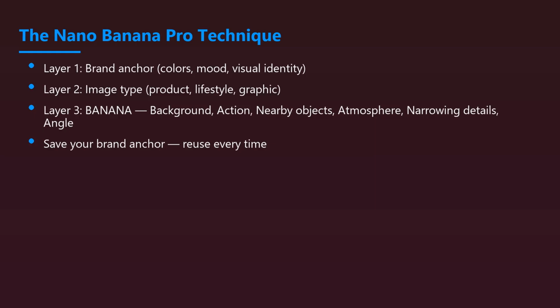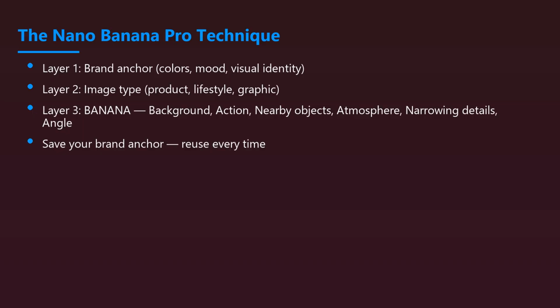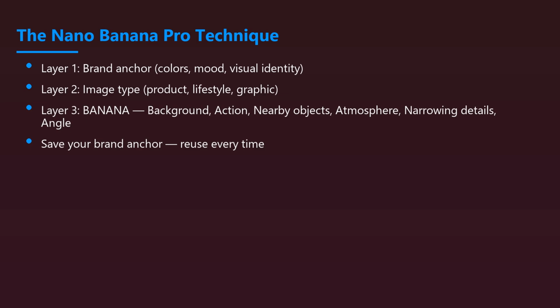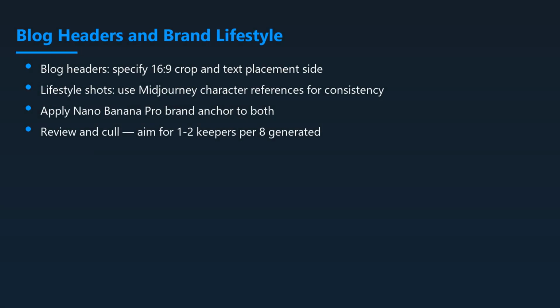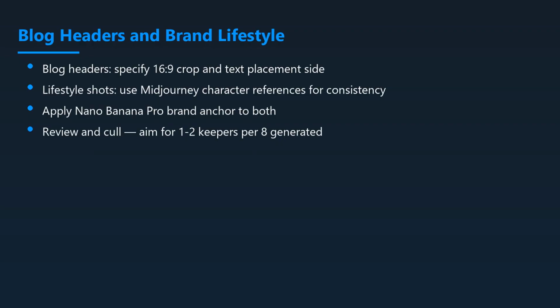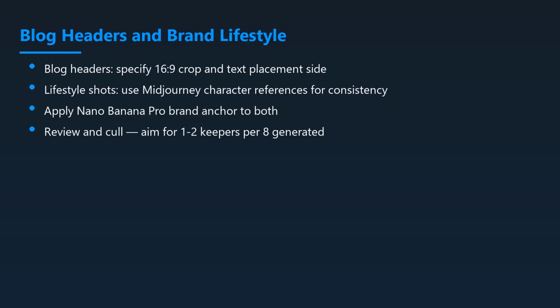The outputs from a well-built brand anchor plus banana structure are noticeably more consistent than prompting without it. This is especially useful if multiple people on a team are generating images. The brand anchor keeps everyone's outputs in the same visual family. Quickly covering the last two image types, blog headers and brand lifestyle shots, because the Nano Banana Pro technique applies directly to both of these.